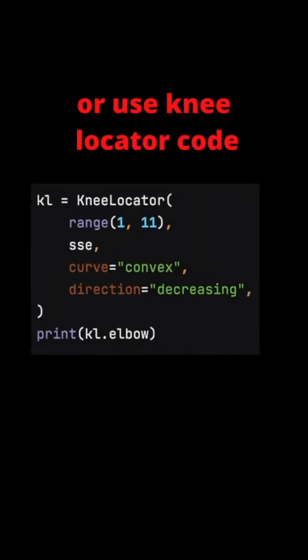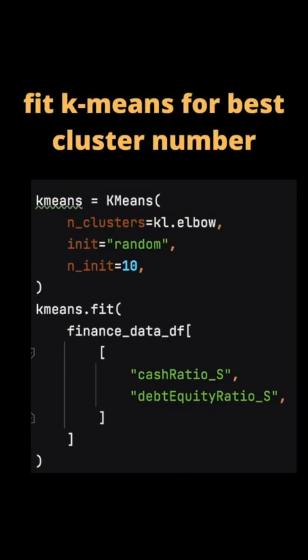You can also work out the optimum number of clusters using code. Here we're using KneeLocator with the range of clusters and sum of square error, and we're printing out the elbow, which is 5, the proposed optimum number of clusters for this dataset. Using the elbow value of 5, we then refit the k-means cluster to the data points.